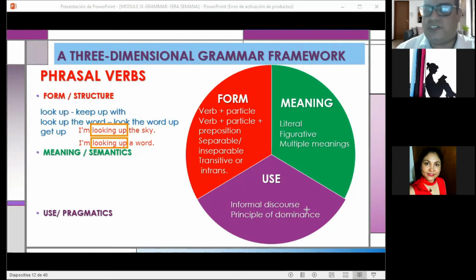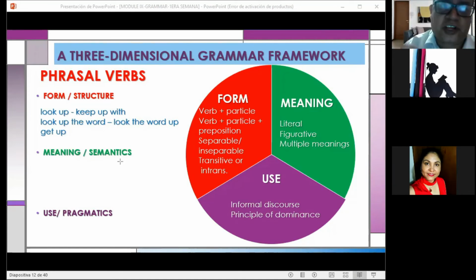And we could notice that. All right? So here you could say that this phrasal verb is separable. So you can separate the two parts. The two elements are separated. And you say, look the word up. I'm looking the word up. Or you could say, I'm looking up the word. Or you could separate it with an object pronoun too. I'm looking it up. Look it up.